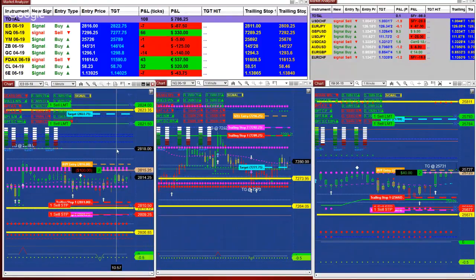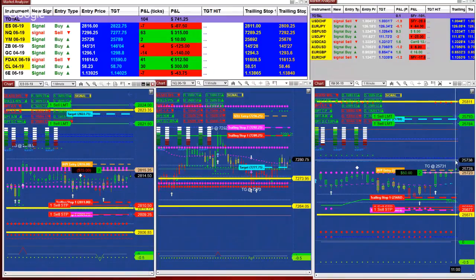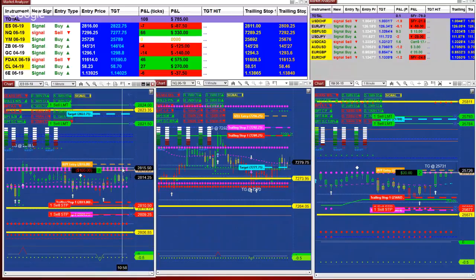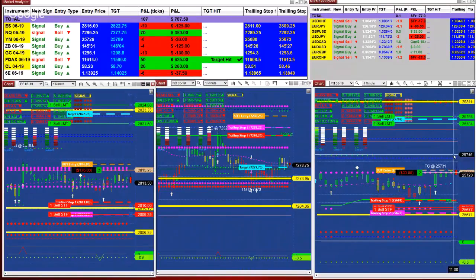And as you see here, on the YM, you have a double resistance. If you are thinking, is it going to make it or break it? Don't look at the YM. Look at the ES, if this ES is going to break it. If this ES breaks those double resistance, the YM is going to break through like a knife. I mean, it's going to cut right through them.